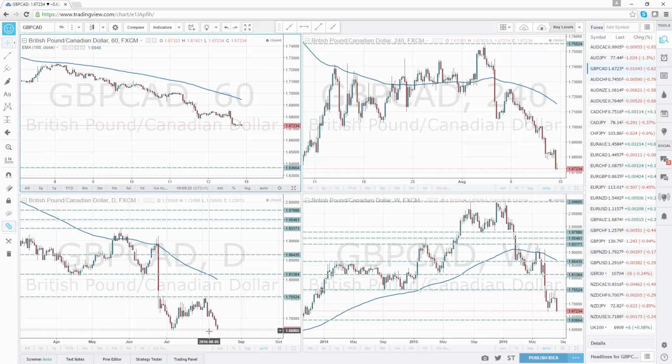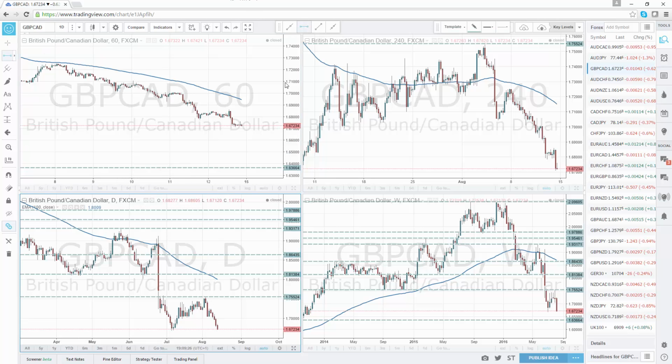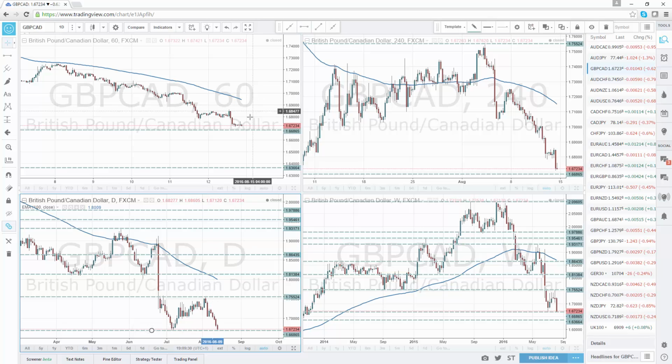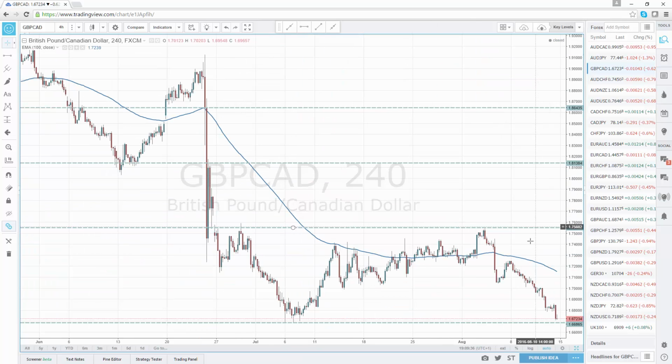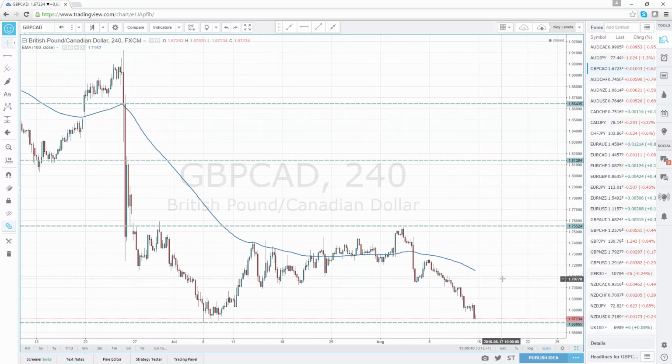So yes, we're trading towards these lows here, and let me just put in a level so you can see. So we are trading at or around these lows here. What we want to see happen is either on the 4-hour chart, a bit of a pullback here before it breaks these lows. So a bit of a pullback towards the moving average there, and then another selling opportunity.